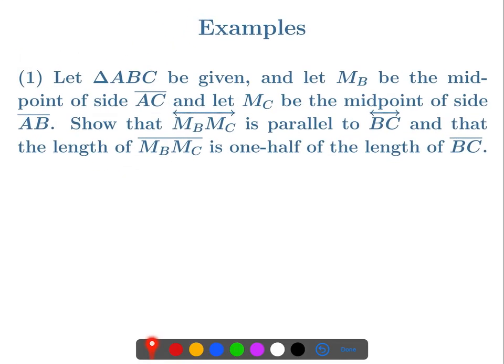So the first two examples I'm going to do are fairly easy results in geometry. And so we'll see that. But the point is that we can obtain these results using translations and rotations using that theorem we just talked about.